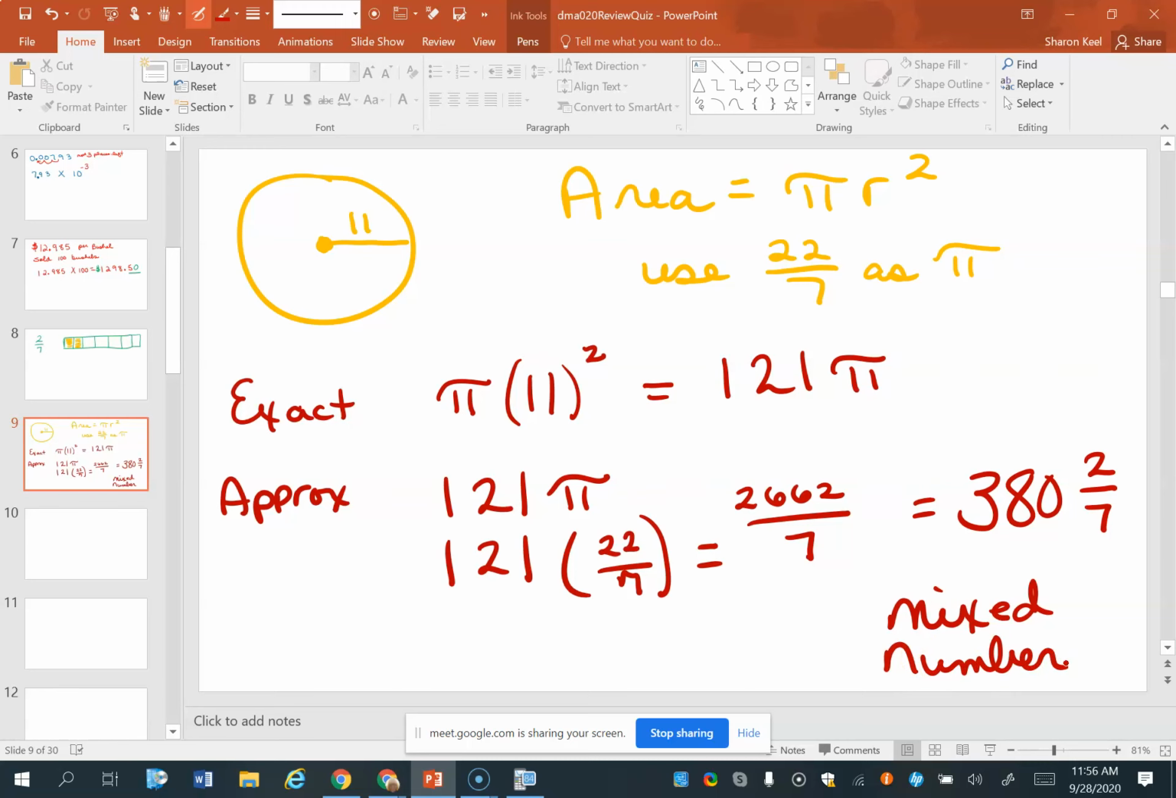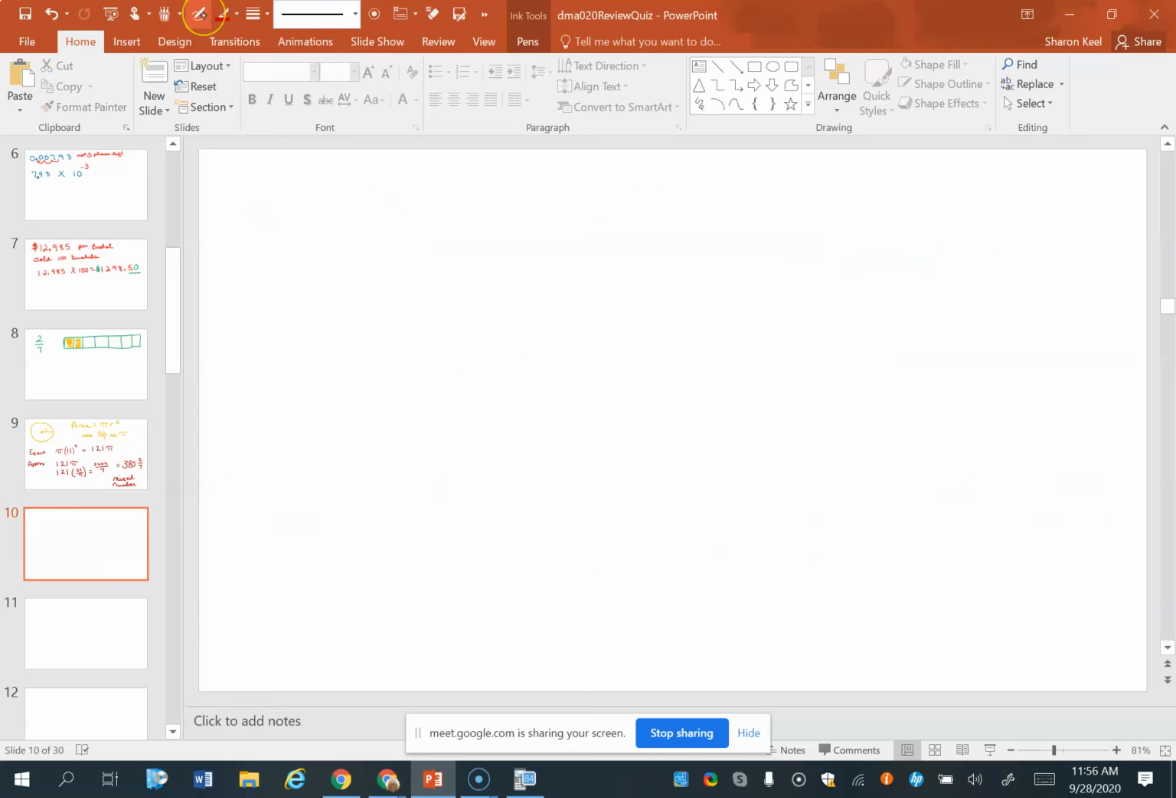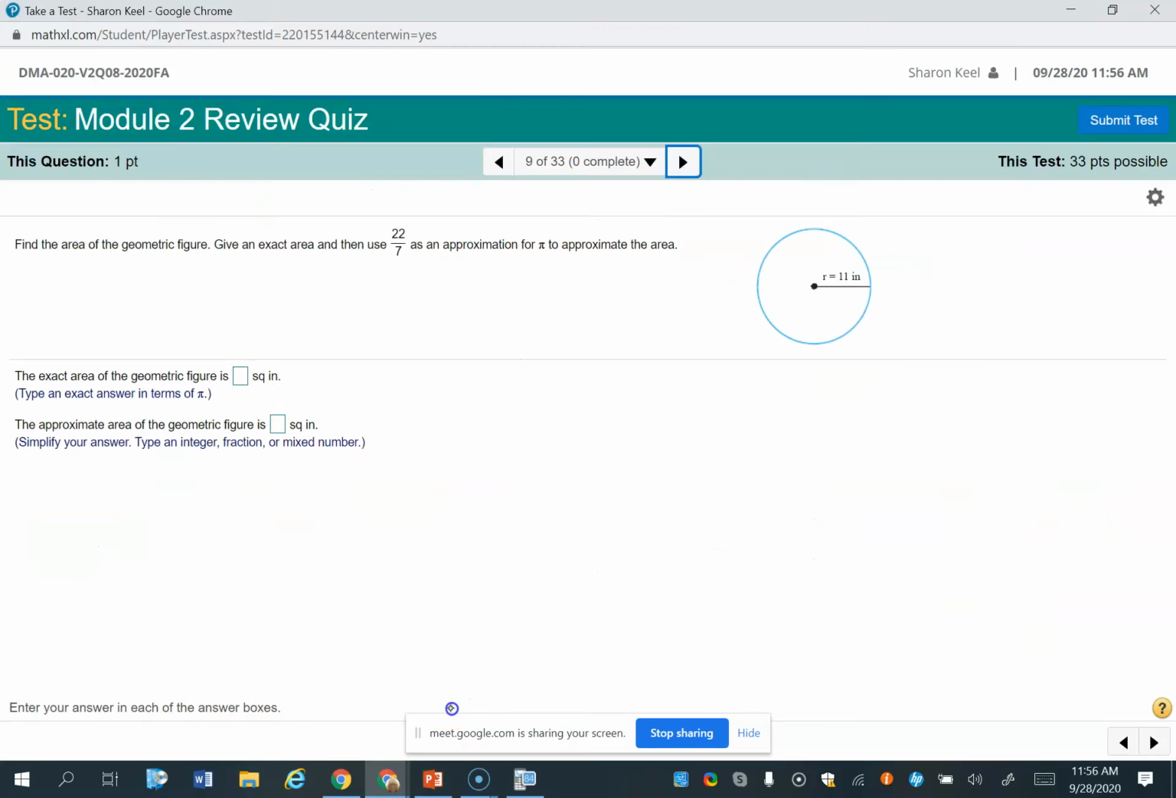So memorize your formula and then give the answers both exact and approximate. Always read what's in your parentheses.